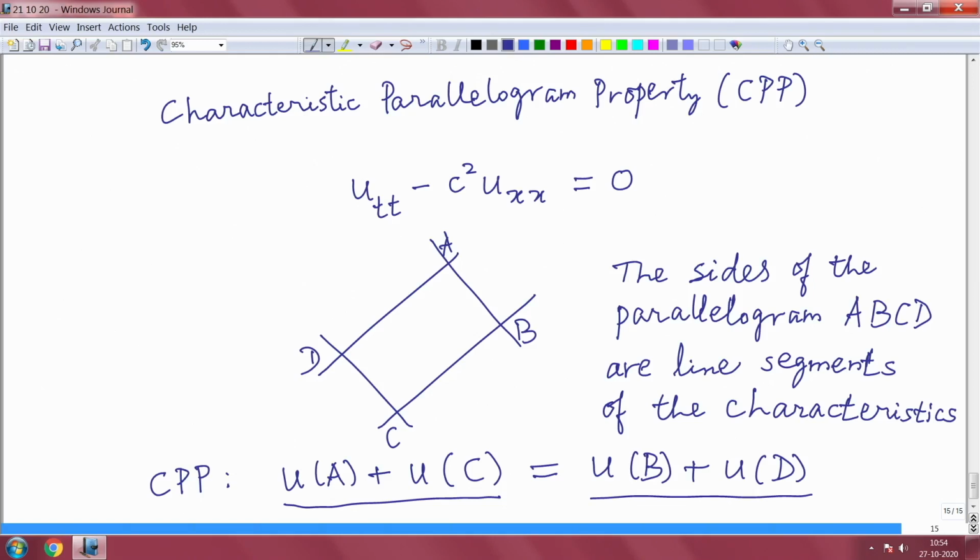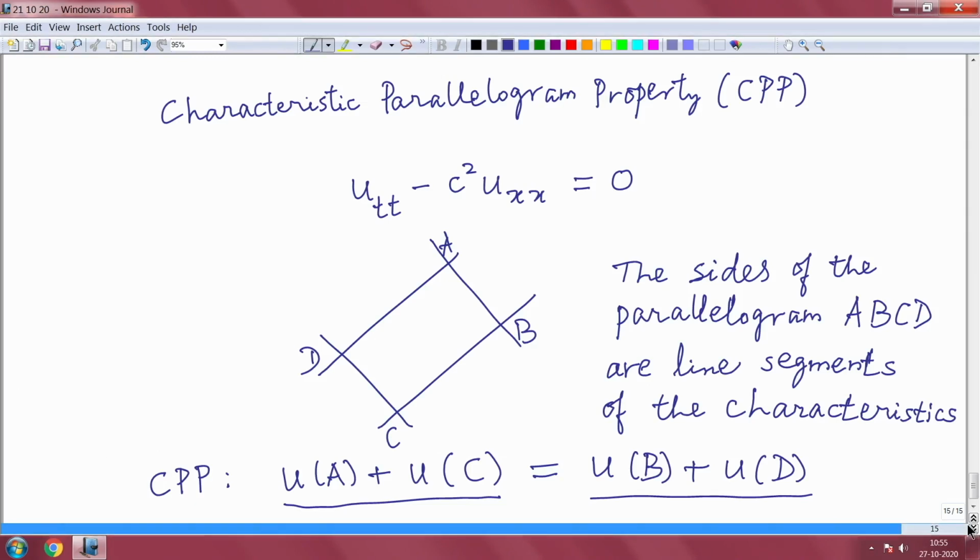Conversely, if u is any C2 function, I am not necessarily referring to a solution of the wave equation, if u is any C2 function satisfying CPP for all characteristic parallelograms, then u satisfies the wave equation. So, that is the characterization. We are going to use it later.